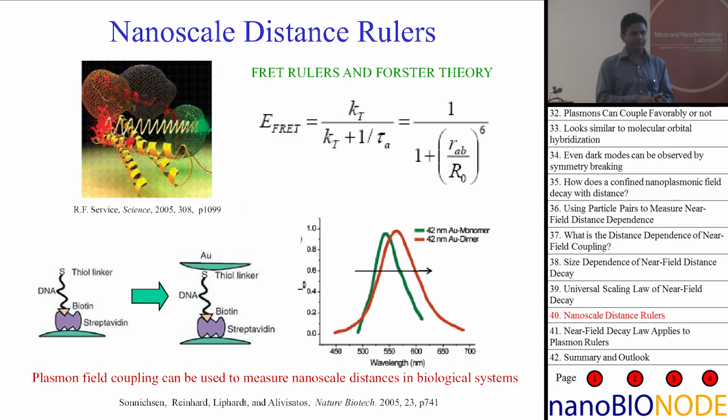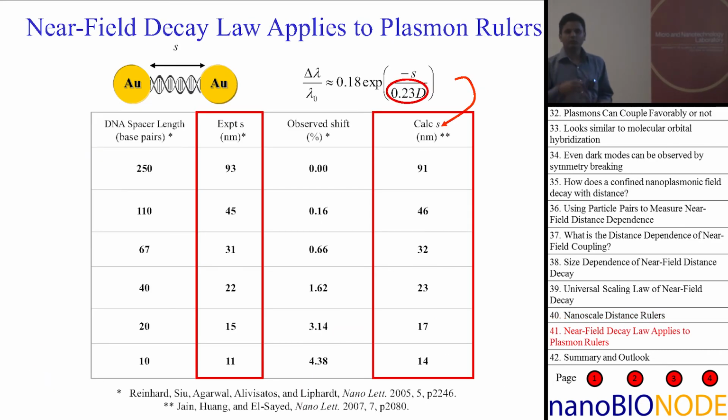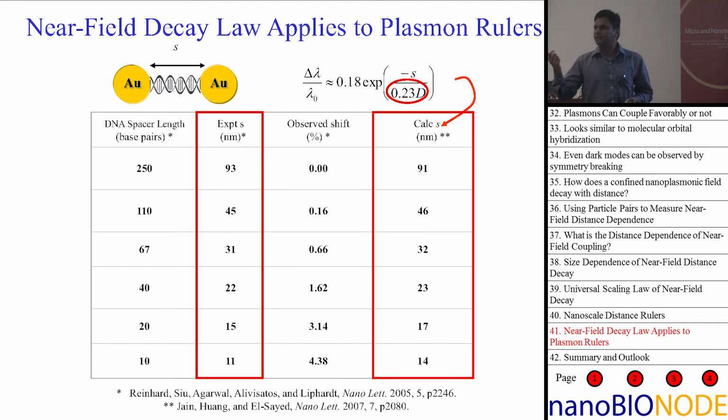Okay, last slide, showing you the power of the simple expression to serve as a calibration equation. What I have here are two particles. This is actually experimental data. Two gold particles separated or linked by double-stranded DNA. That's the DNA spacer length, right?